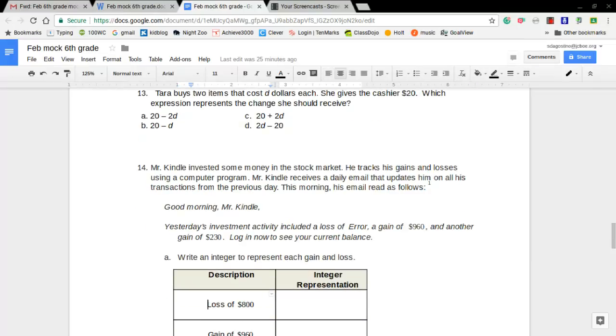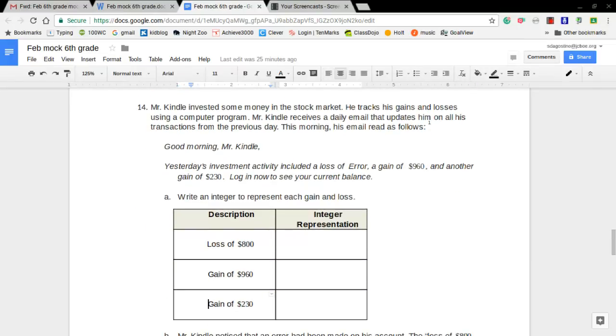Number 14. Mr. Kindle invested some money in the stock market. He tracks his gains and losses using a computer program. Mr. Kindle receives a daily email that updates him on all his transactions from the previous day. This morning, his email read as follows. Good morning, Mr. Kindle. Yesterday's investment activity included a loss of error, a gain of $960, and another gain of $230. Log in now to see your current balance.